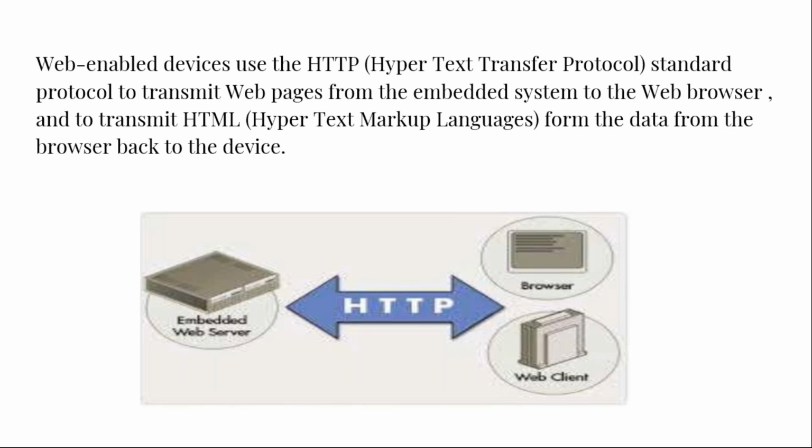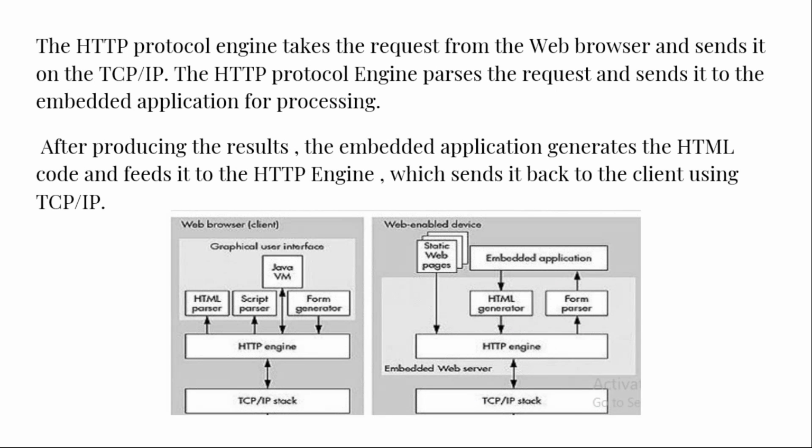The HTTP protocol takes the request from the web browser and sends it to TCP/IP. The TCP/IP protocol passes that request and sends it to the embedded application for processing, as I described earlier. The HTTP protocol passes that request to the embedded application, which may turn on an LED or fetch new sensor data.